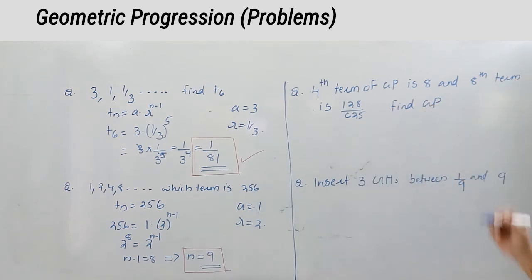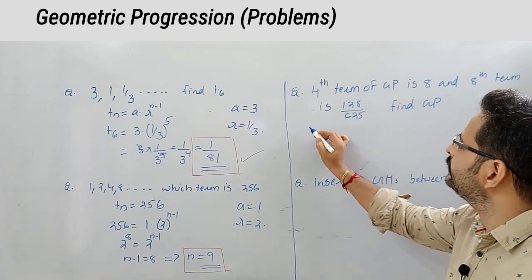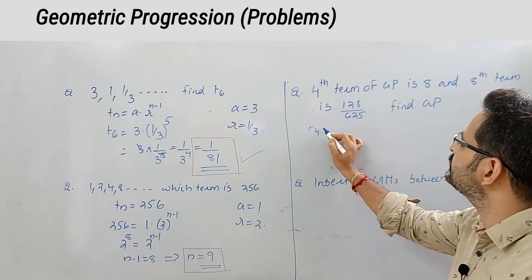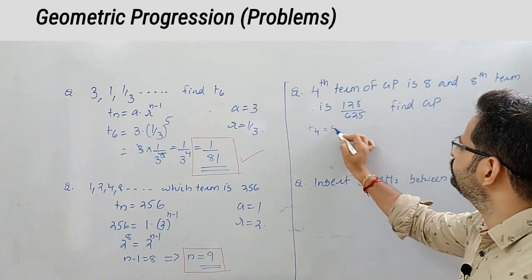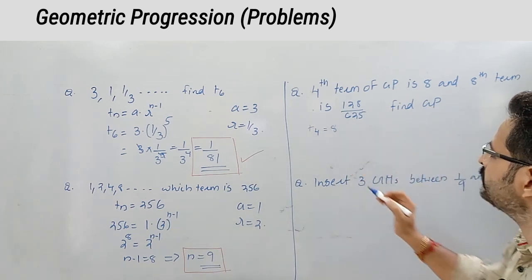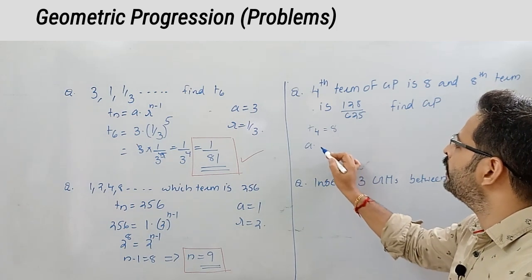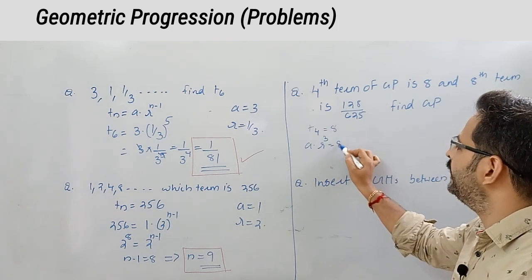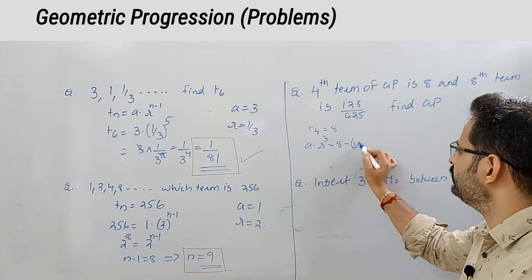Now the next question: the fourth term of a GP is 8 and the eighth term of the GP is 128 divided by 625. Find the GP. Okay, given that T4, the fourth term, is equal to 8. The fourth term can be written as A into R raised to 3 equal to 8. Let it be equation 1.